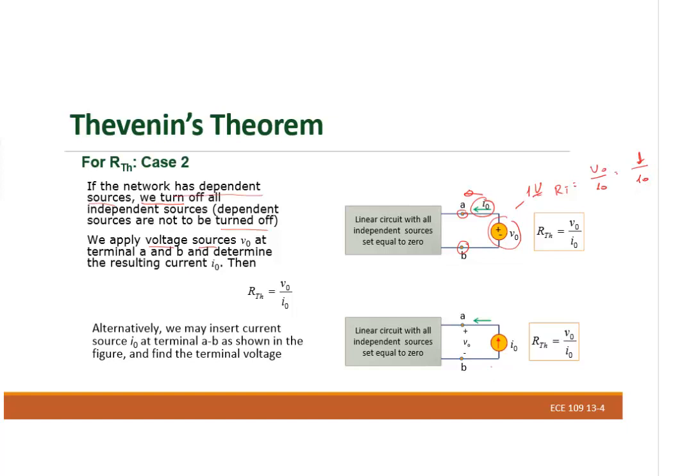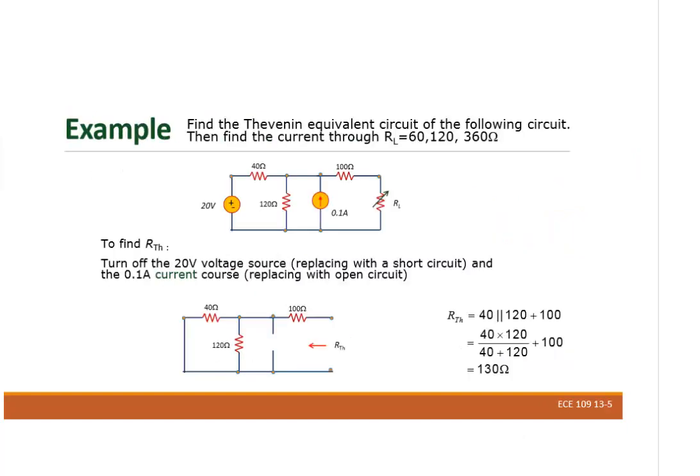Or if you want, you can apply a current source between A and B, then find the voltage there, so we can find RTH as V0 over I0. For me, I usually apply voltage sources, but in some cases it may be easier to apply current sources to solve the question. We're gonna give an example for both cases.